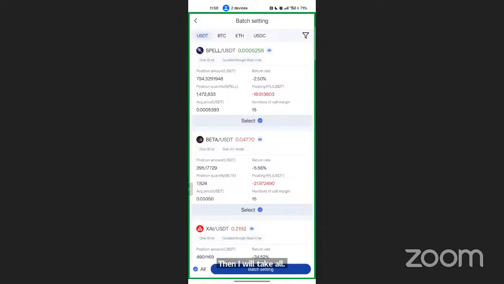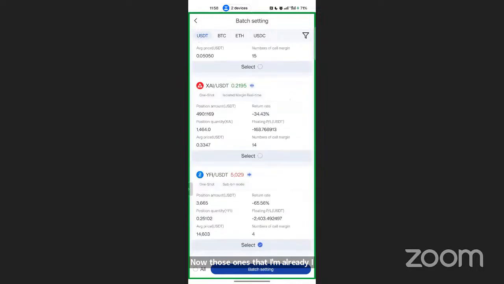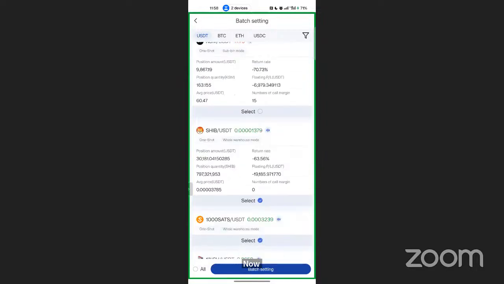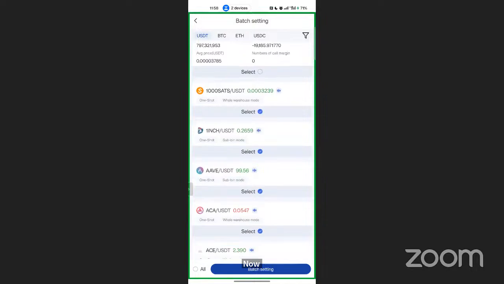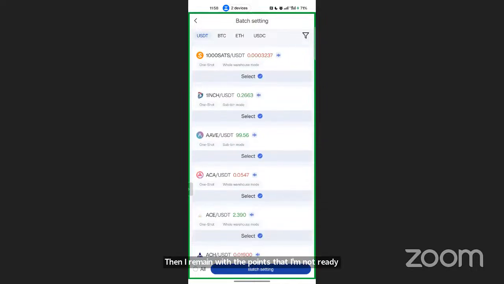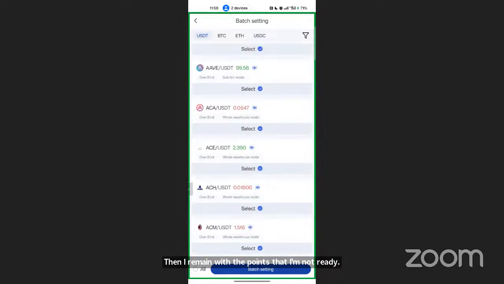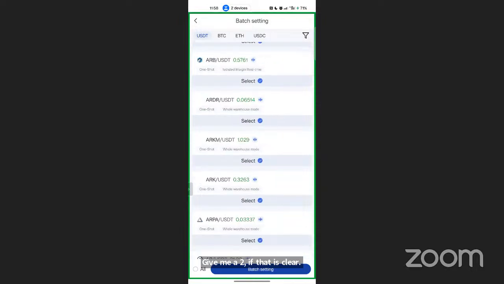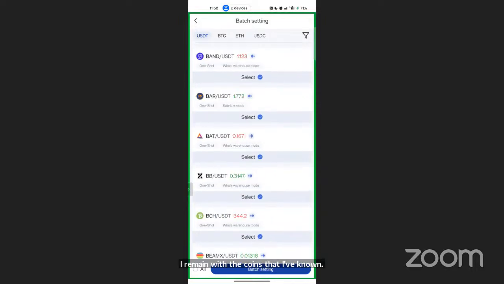Now those ones that I'm already trading, I don't want them to suffer. So they will be on top. So I will untick them. Then I remain with the coins that I'm not trading. Give me a 2 in the chat if that is clear.